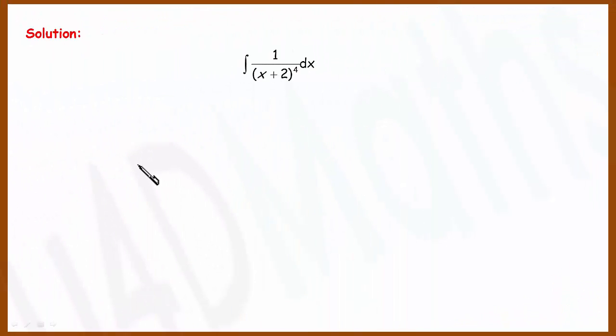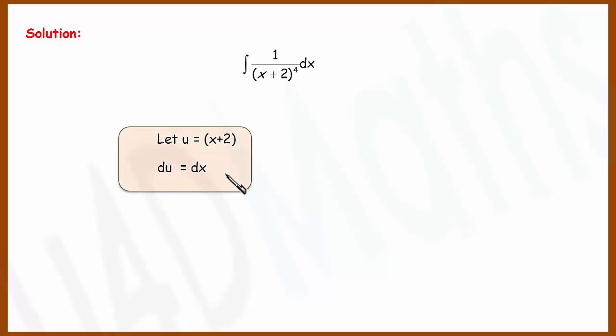So here we let u equal x plus 2. Differentiating both sides, we get du equals dx. So we can now substitute u for x plus 2 and du for dx. We now integrate 1 over u to the power of 4. Now 1 over u to the power of 4 is the same as u to the power of minus 4. When we integrate, we add 1 to the power and divide by the new power. So this becomes minus 1 over 3 u to the power of minus 3 plus c.